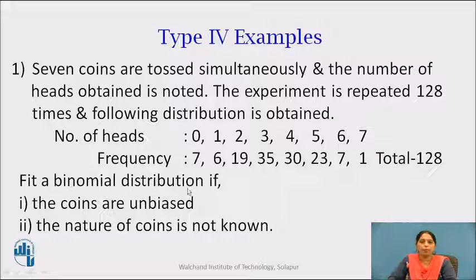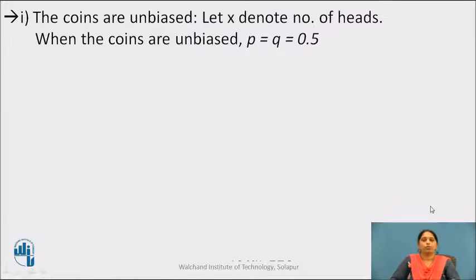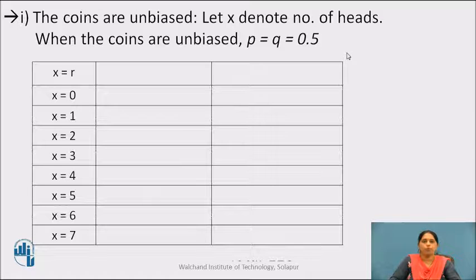Fit a binomial distribution if case 1 is the coins are unbiased, and secondly the nature of coins is not known. Let us go for case number 1. The coins are unbiased. Let x denote the number of heads, and when the coins are unbiased we take p and q as 0.5.